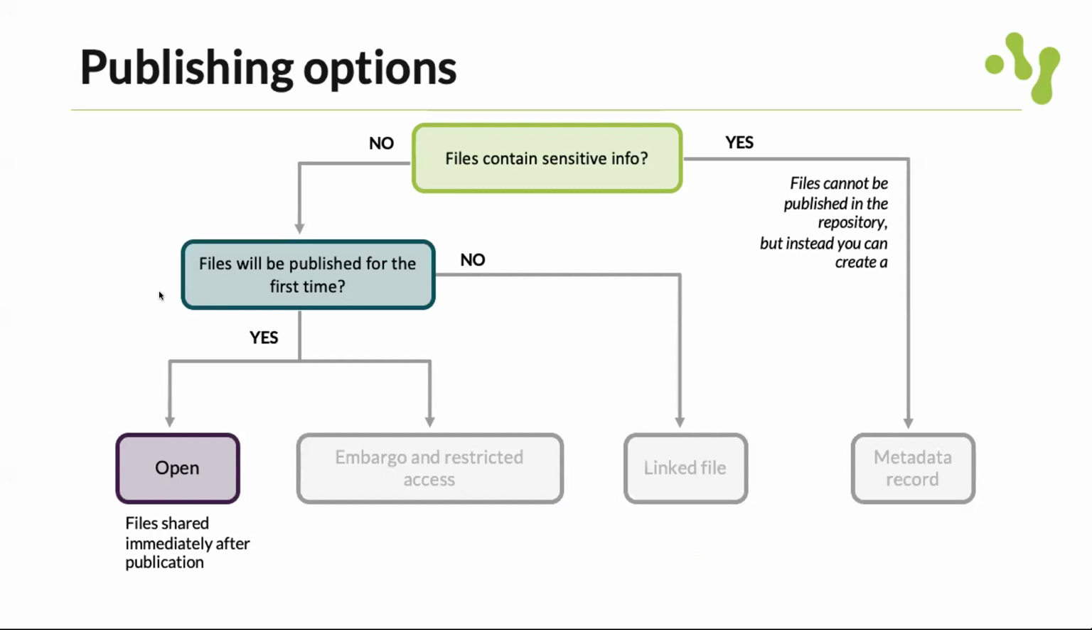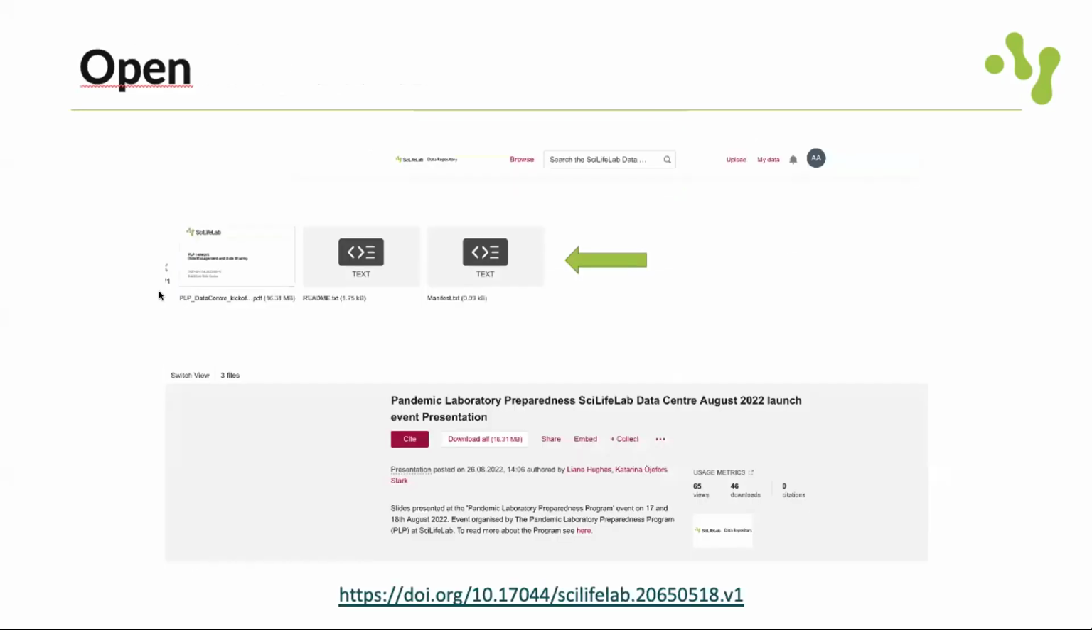The first publishing option is to publish the files openly. This is an example of what an item like that looks like. Here you can see the files listed and that they're open for download by anyone with this link or finding this item.